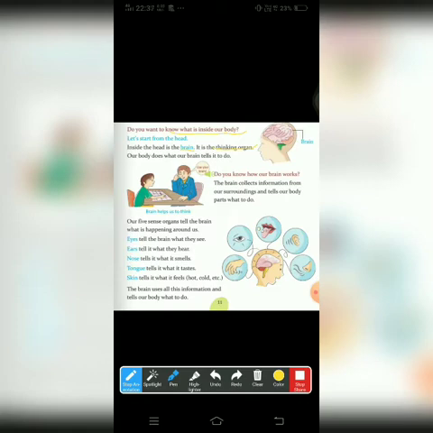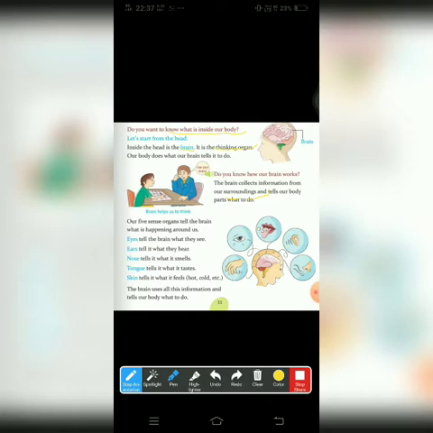Do you know how our brain works? The brain collects information from our surroundings and tells our body what to do. So, what does the brain do? It collects the information from the surroundings. Surrounding means हमारे आसपास की जगह. It collects the information and then instructs the body what is to be done. Now we will understand how it works.